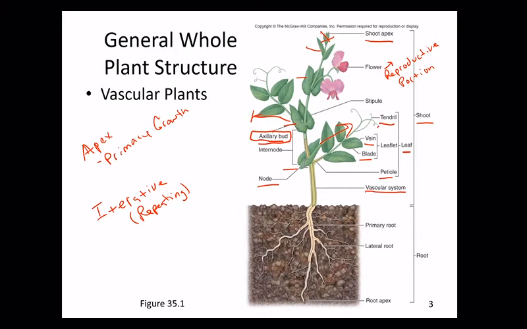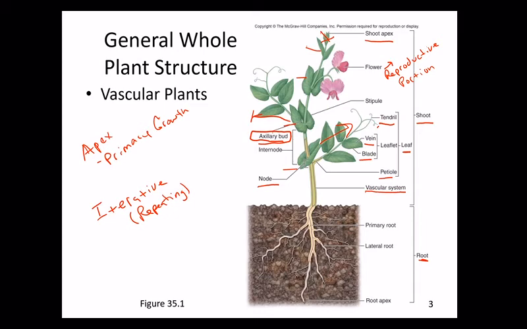Okay. Under the ground, we also have a portion referred to as the root. And the root's job is going to be to anchor the plant to the ground. It's also going to be an important location for water absorption, an important portion for intake of ions or other nutrients from the soil to support the growth of the plant.